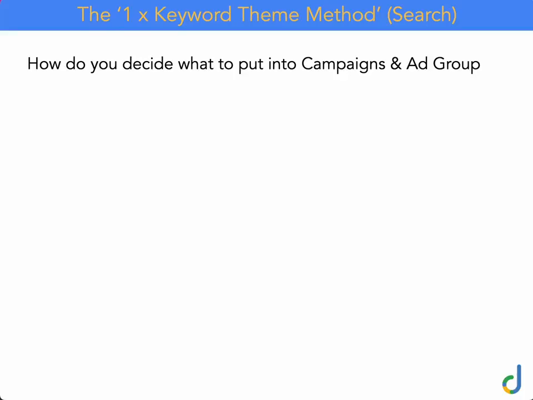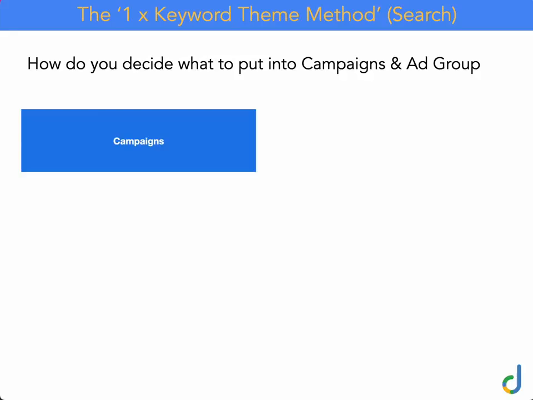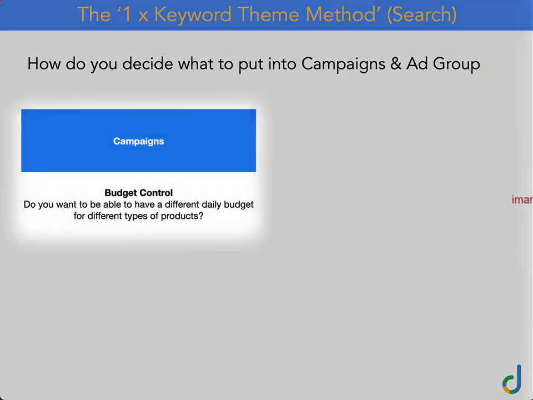Now, I've already spoken about this a little bit, but I do want to let you know a little bit more about how you decide what to put into campaigns and what to put into ad groups. So your campaigns, think about budget control. Do you want to be able to have different daily budgets for different types of products or different types of services?